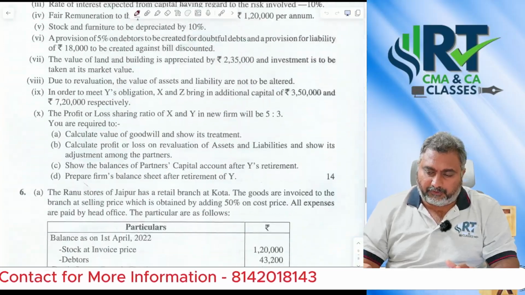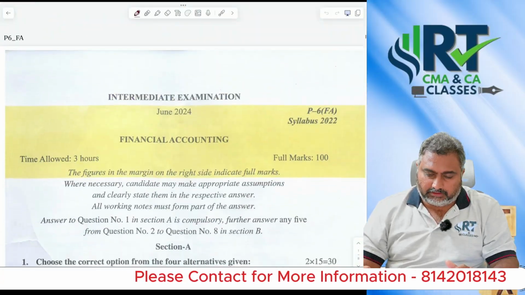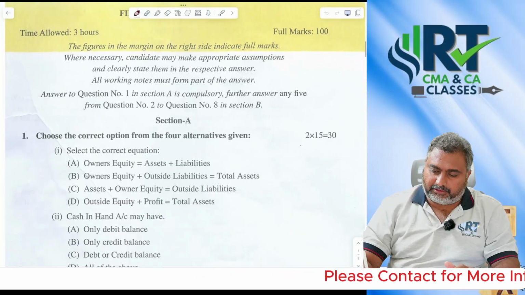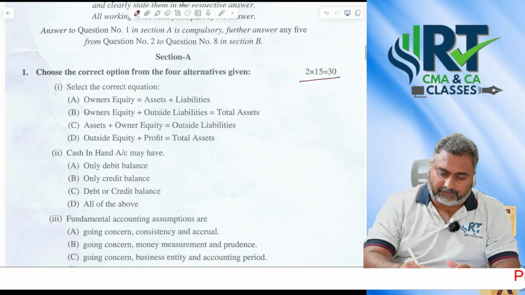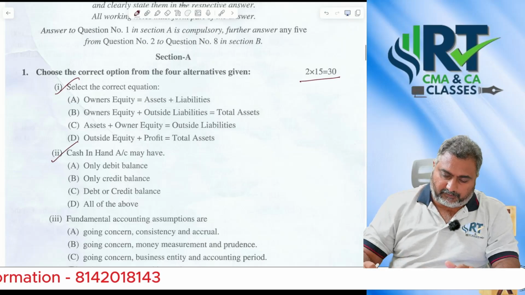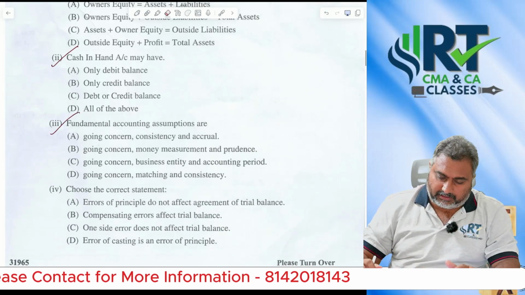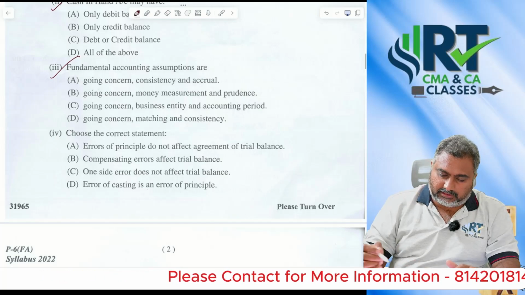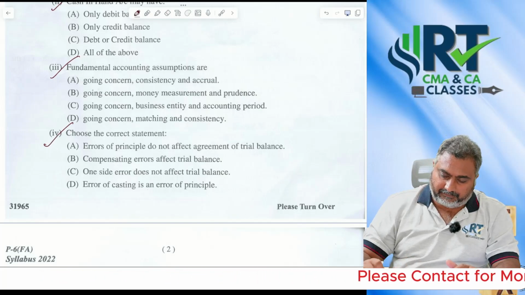So see, if you check the paper, the MCQs are 2 into 15, that is 30 marks. This is from fundamentals. This is also from fundamentals. Choose the correct answer. This is also from fundamentals only.